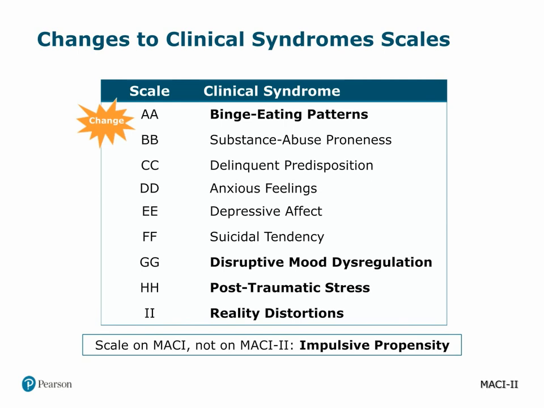3 new clinical syndrome scales were added to the MACI-II to identify important conditions that reflect current clinical presentations among adolescents. The new scales are disruptive mood dysregulation, post-traumatic stress, and reality distortions. The impulsive propensity scale on the MACI was dropped from the MACI-II. Impulsive tendencies are captured by several other scales on the MACI-II.